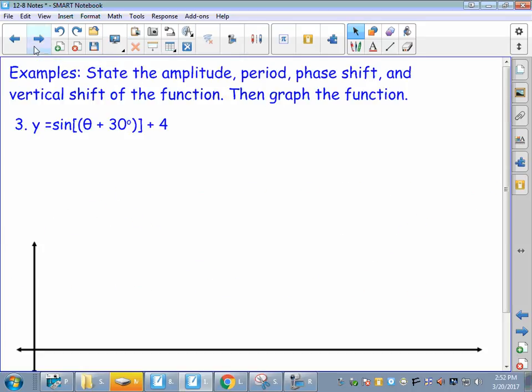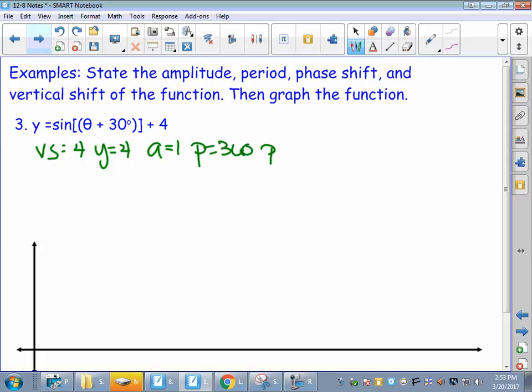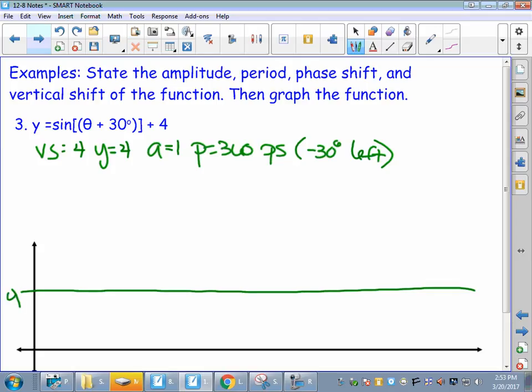All right. The last one here, I've got a phase shift and a vertical shift. The vertical shift is 4, going up 4, so that's y equals 4. Amplitude is 1, period is still 360, and the phase shift is a -30 degrees, which is going to go to the left. Kind of went out of order there. So my vertical is 4. Make my vertical. Amplitude is 5 and 3.